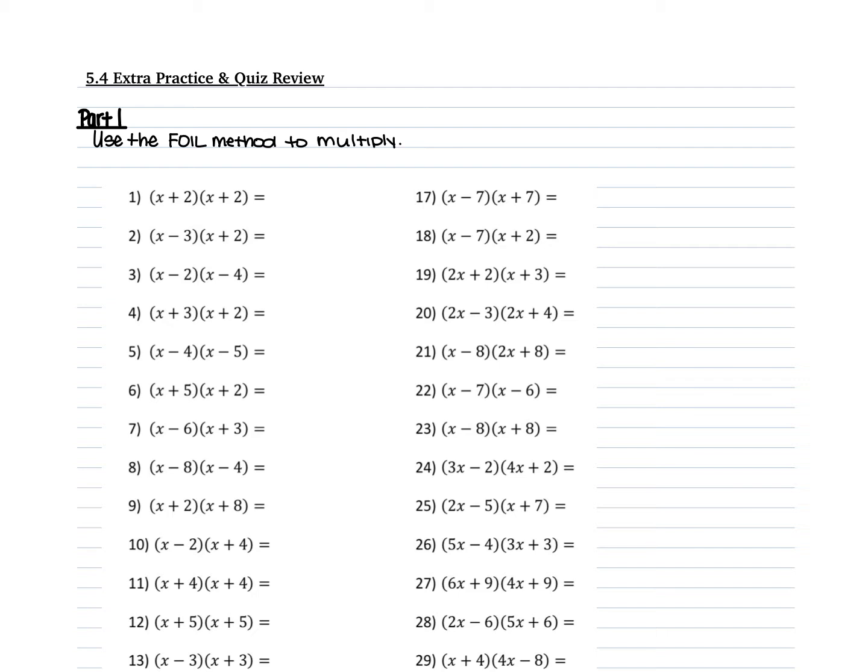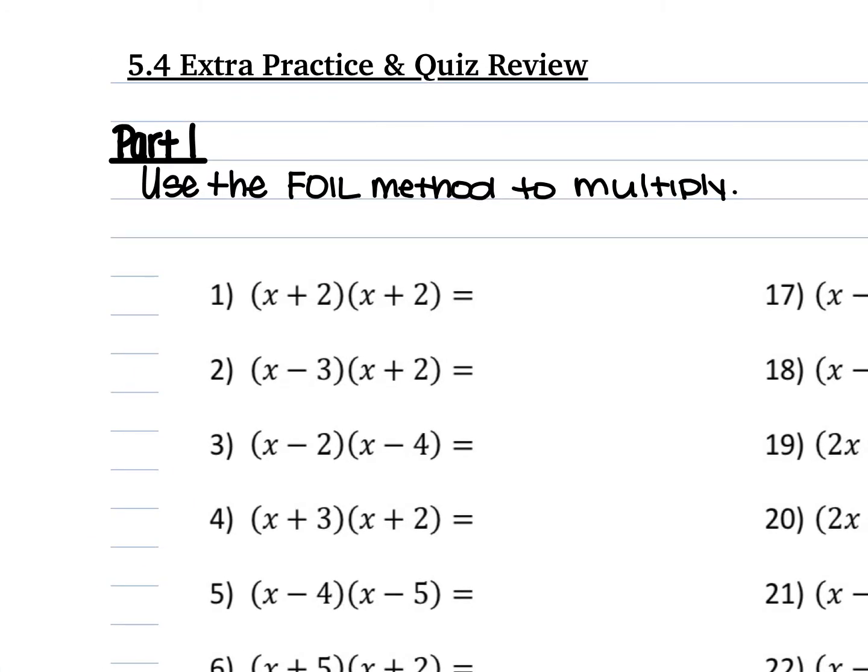Remember, you're taking the first term in the first set of parentheses and distributing it into the second set of parentheses. Then you're taking the second term in the first set of parentheses and distributing it into the second set of parentheses, and then combining your like terms. So if we look at number 1, we have x plus 2 times x plus 2. So we are going to do the x times x, which is x squared. Then the x times 2 is 2x. And then the 2 times x is 2x. And 2 times 2 is 4. So we add the like terms that we have there, which are the 2x's. And this gives us x squared plus 4x plus 4.